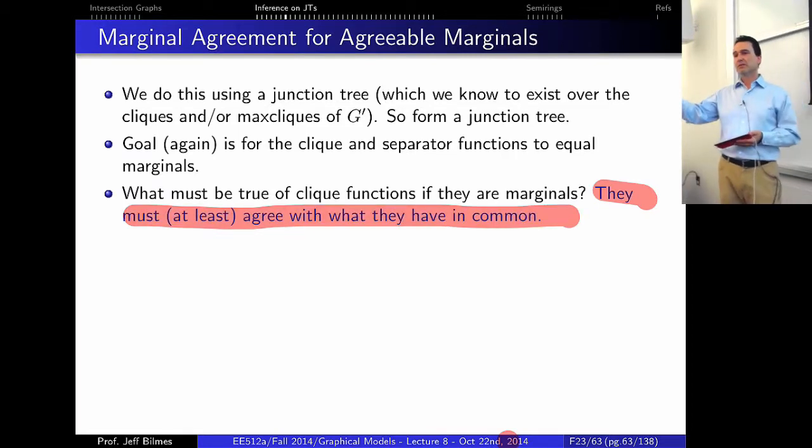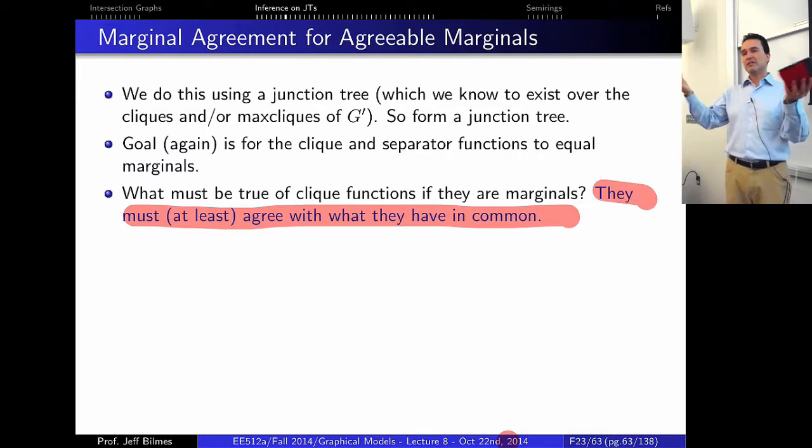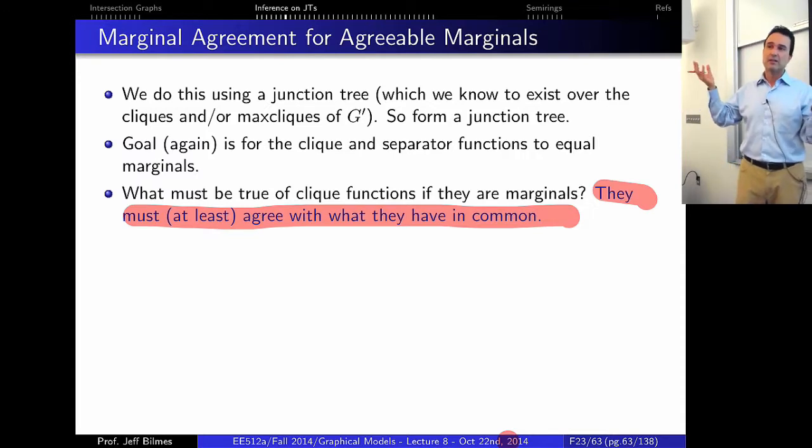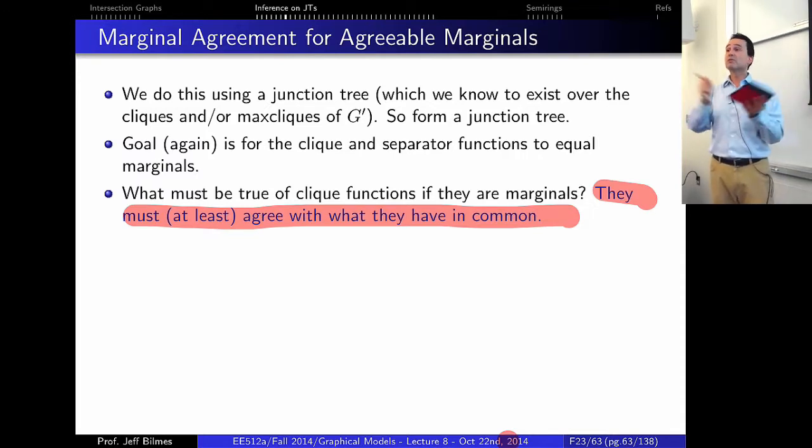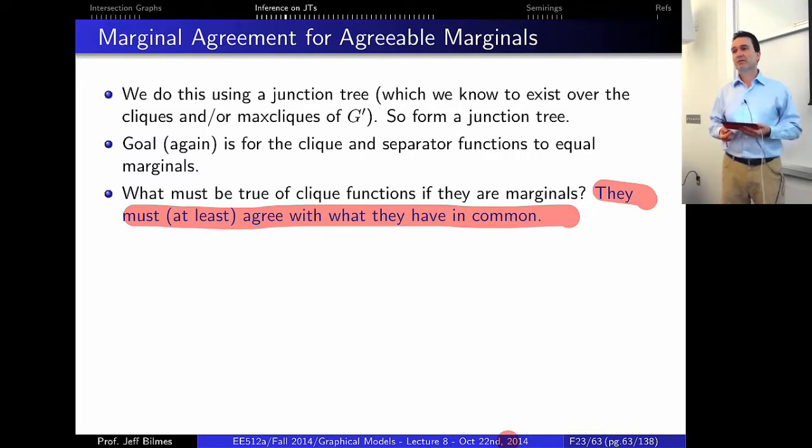So if you've got one table here and one table here, and they share some variables, and if these guys are marginals, at the very least, what they have to have is that if you further marginalize down onto the common variables, namely the intersection, they have to agree, right? Because any marginals would do that. So if we take any assignment to variables which don't agree, they're guaranteed not to be marginals.